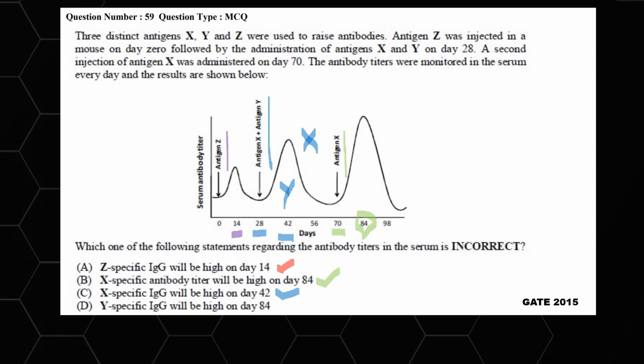Then the last statement is Y specific IgG will be high on day 84. It is the only option left, so you can eliminate the other options and you can come to the answer D. Answer is D. But anyhow, because there is no administration of antigen Y on day 70, there will be no generation of Y specific IgG on day 84. So the last statement is not correct. This is incorrect. So the answer here is D.